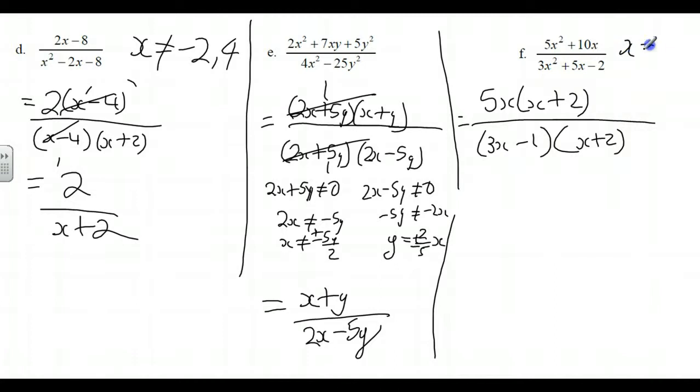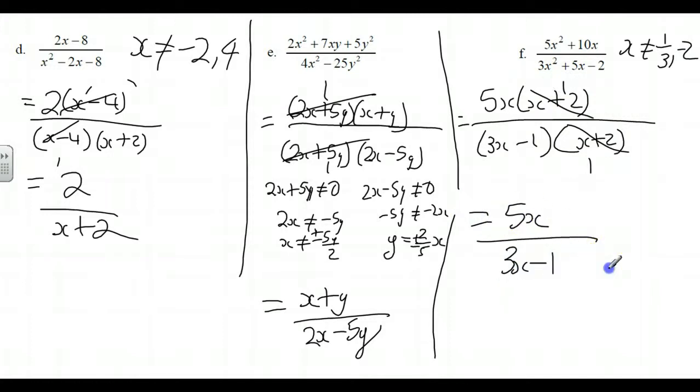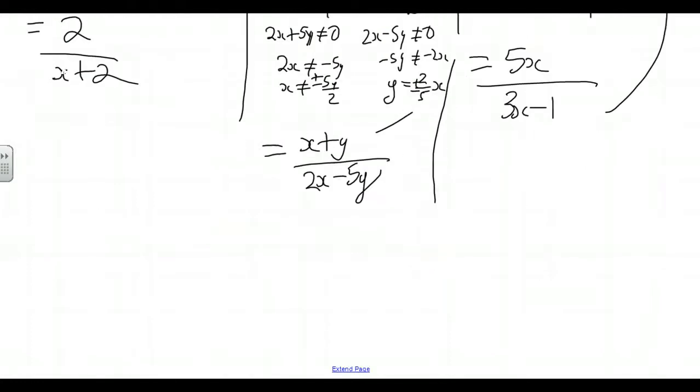State your restrictions. X cannot be positive 1/3 or -2. That comes out of here. Cross, cross, 1, 1. 5x over 3x minus 1 with restrictions, right? Did I state? Yes, we did restrictions here. They're just kind of really ugly restrictions there.